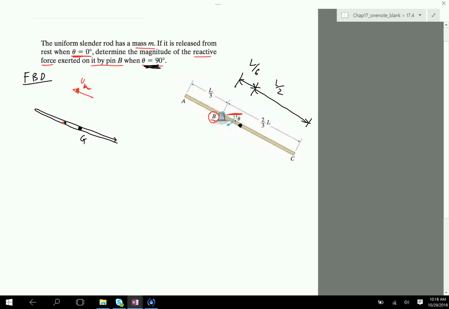UN is always towards the center of the circle about which the rod is rotating. UT is at 90 degrees to UN in the direction in which the bar is moving. So the bar is moving in this direction, so UT would be that direction.